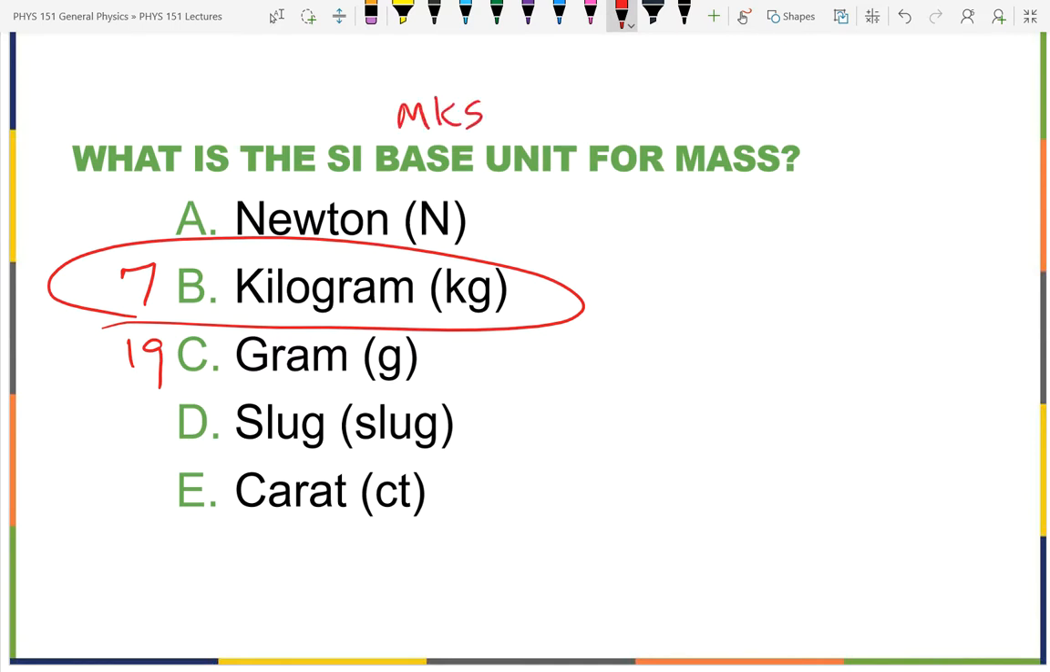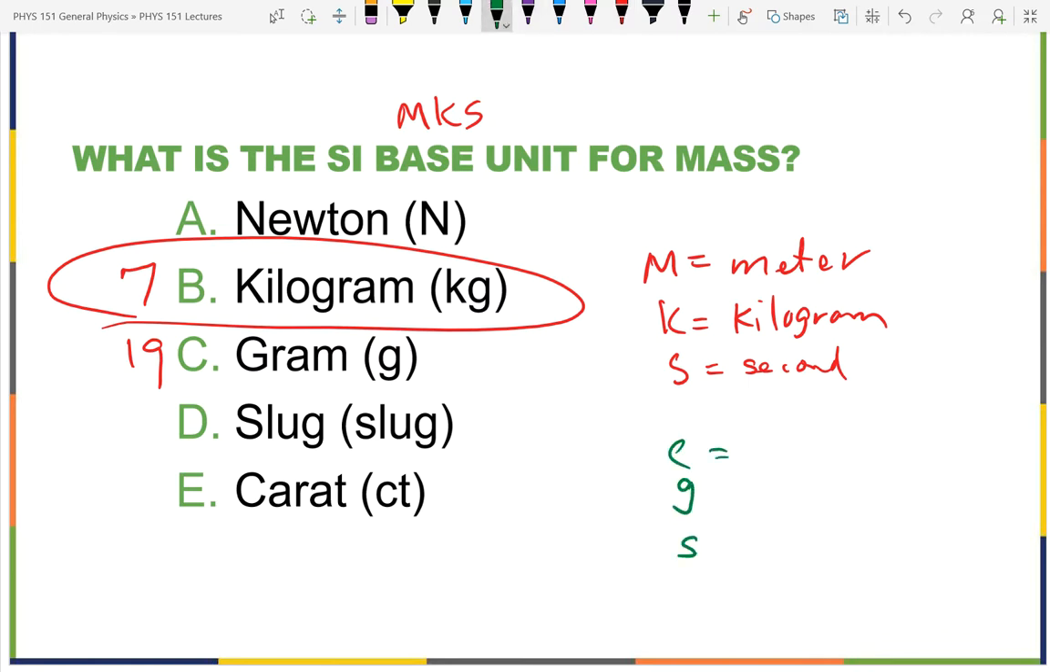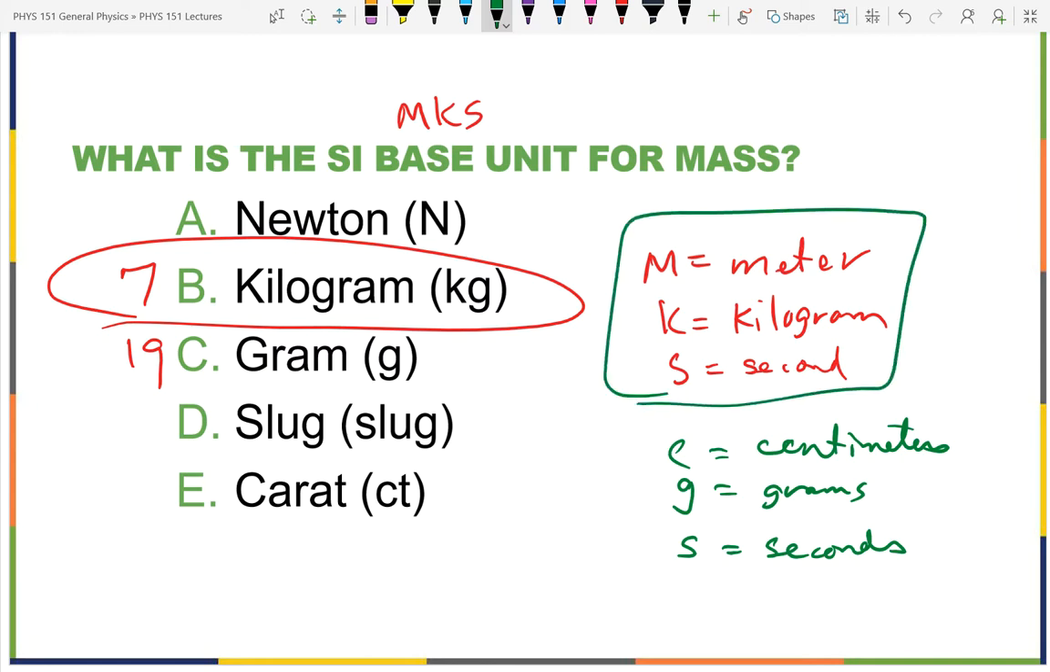The abbreviation MKS: M equals, of course, meter, K equals kilogram, and S equals second. There is another, let's say, substandard that has sometimes been used that is called the CGS system, and that uses centimeters, grams, and seconds. But that is not the standard. It's a different group. So those are our standard units.